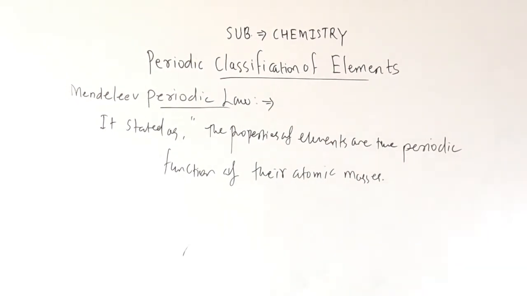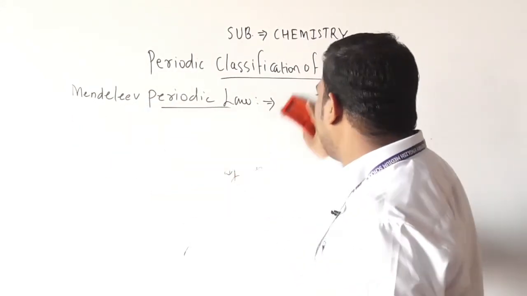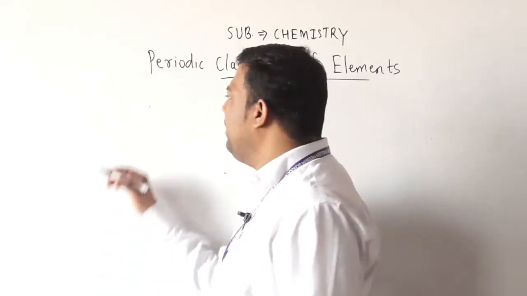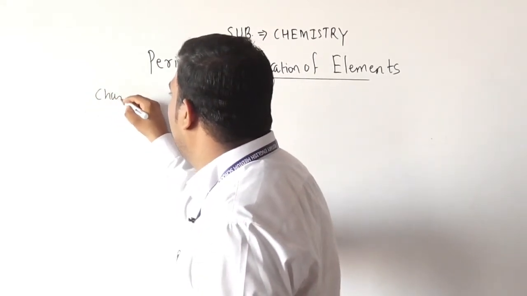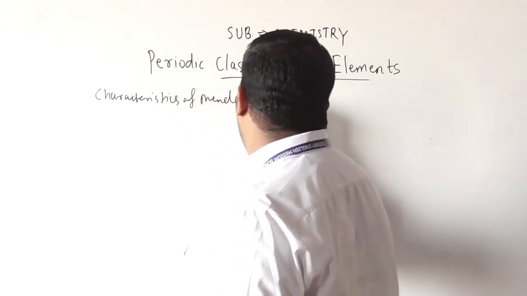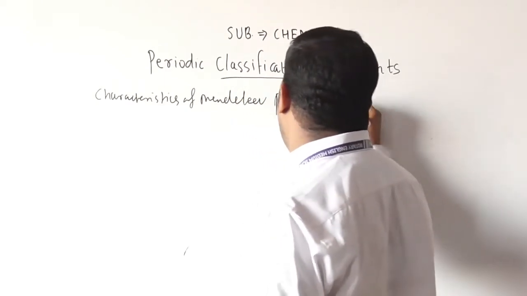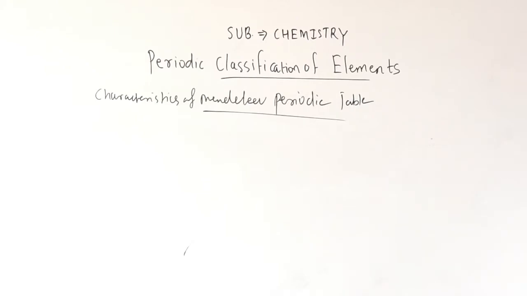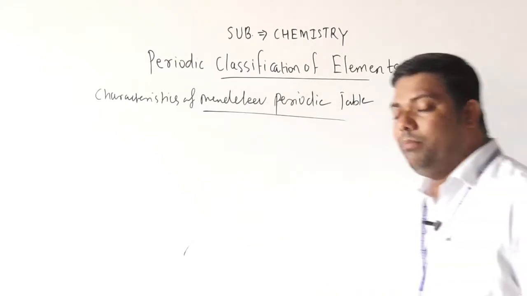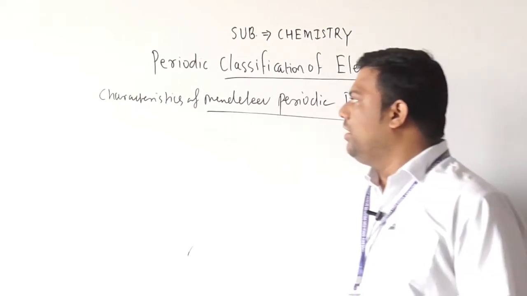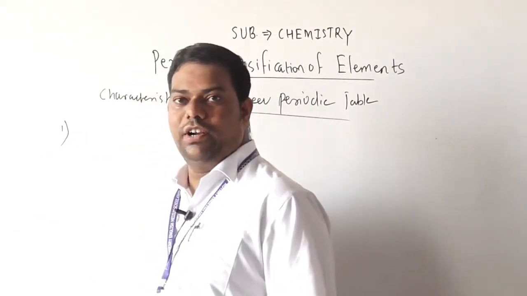Now we will discuss the characteristics of Mendeleev's periodic table. This is a very important part, so you have to mention these points. You can take as an example the periodic table given in your NCERT. First we will discuss the actual content of this periodic table.